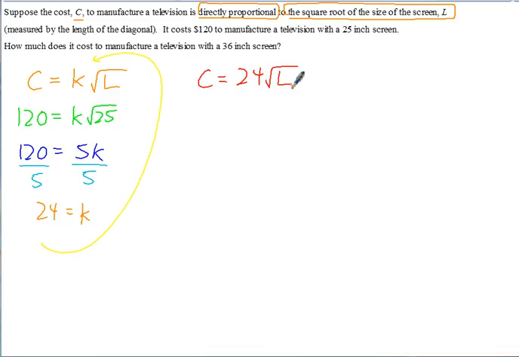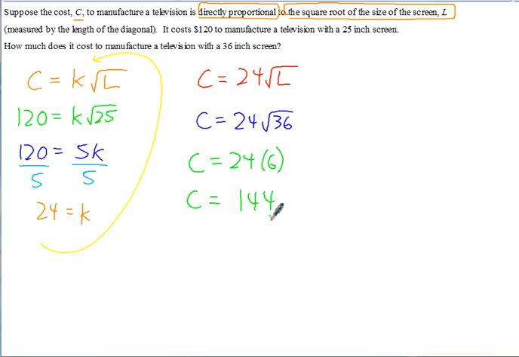And then it asks, how much does it cost to manufacture a television with a 36-inch screen? Oops, the square root is in the wrong place here. So 24 times the square root of 36. Square root of 36 is 6. 6 times 20 is 120. 6 times 4 is 24. 120 and 24 gives you 144. And the units for cost here are dollars. So $144.